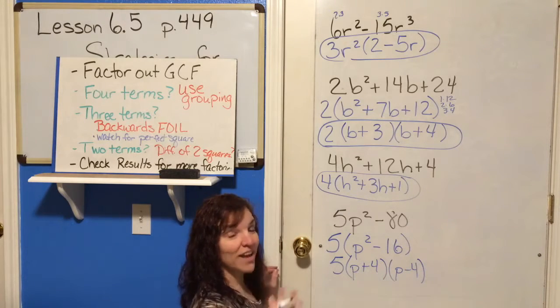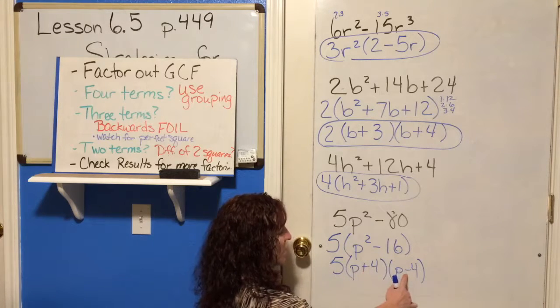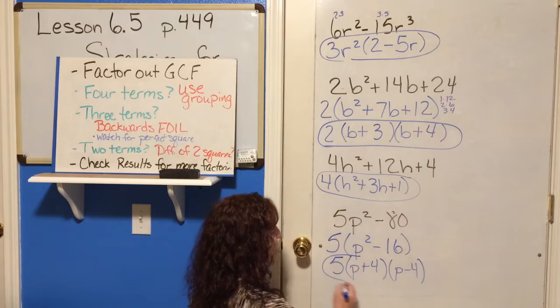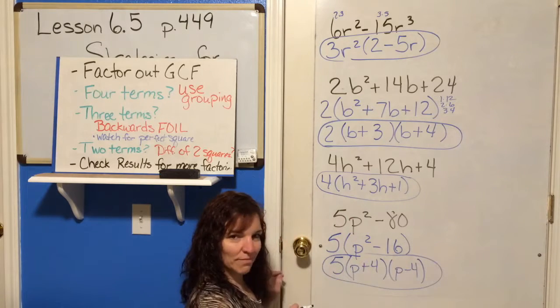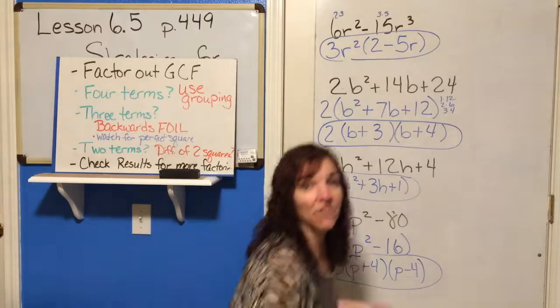If you didn't just know that, it's okay. FOIL it and say 4 times 4 is 16. 1 is positive and 1 is negative. And yes, negative 4 and positive 4 drop out. And so this is your final answer. This is an easy lesson. It's the same thing you've been doing. And it's a day to practice everything you've been learning.